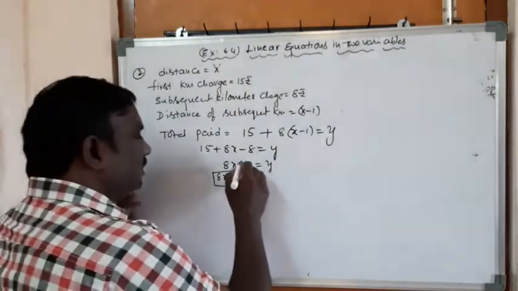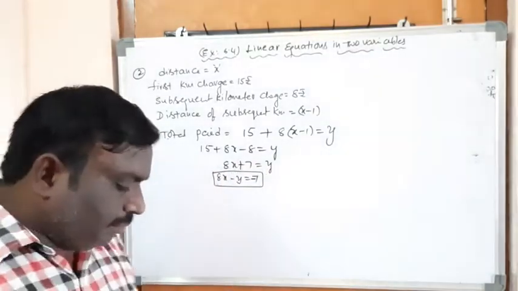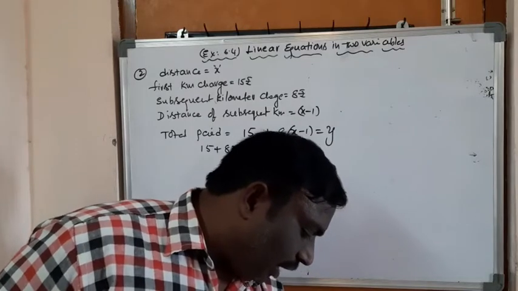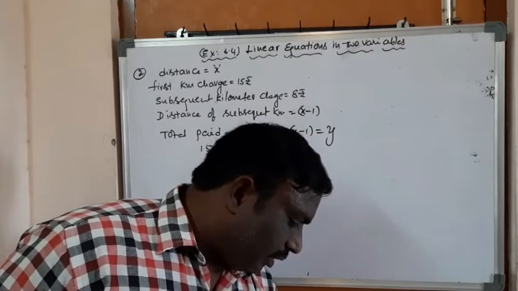15 minus 8, this is plus 7, and it will go to this side as minus 7. Okay, linear equation with the information, and draw the graph.